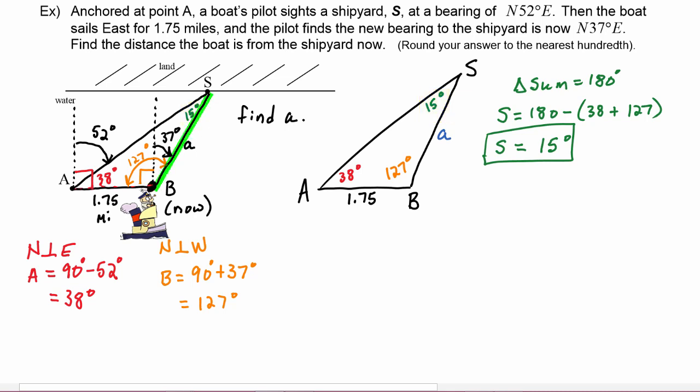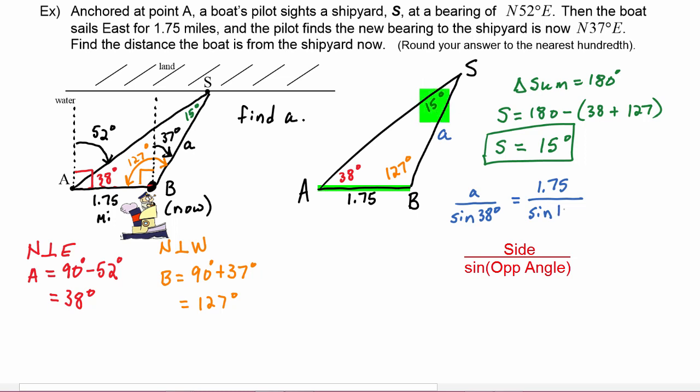Now we're ready to find side A. We can use this picture, which might be kind of messy and hard to see through, or this picture, where I think it's a little easier to see. Since we're trying to find side A, we can use law of sines that begins with the side on top. So we have A is to the sine of its opposite angle. Opposite of A is 38 degrees. And that will have to equal the side we know, 1.75, divided by the sine of its opposite angle, which is 15 degrees.